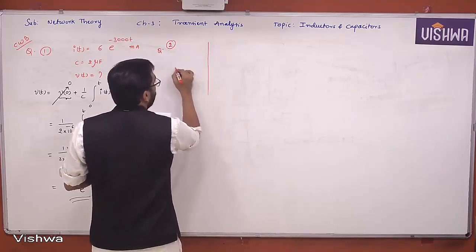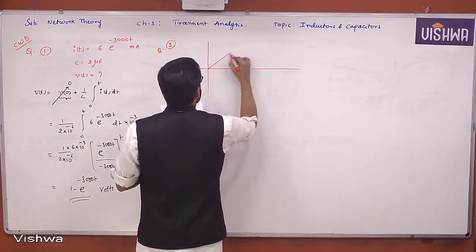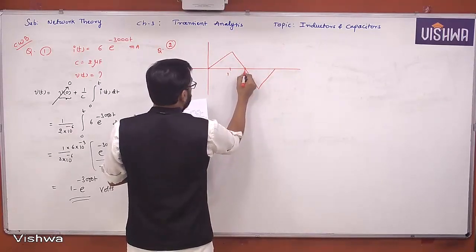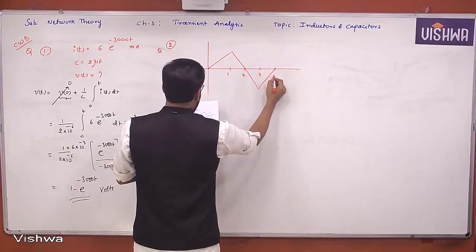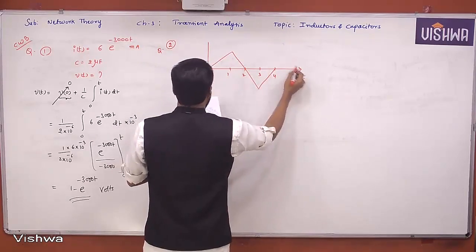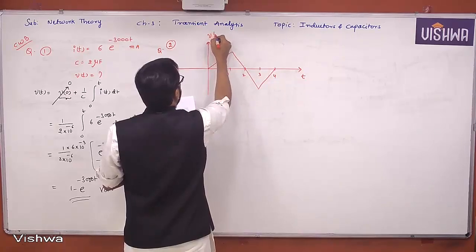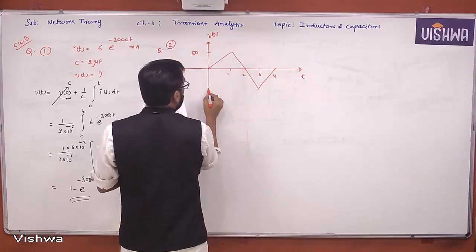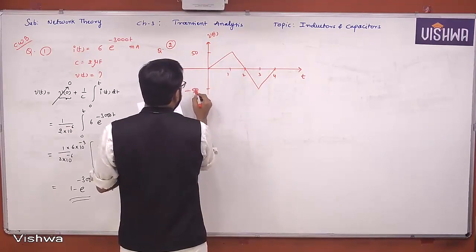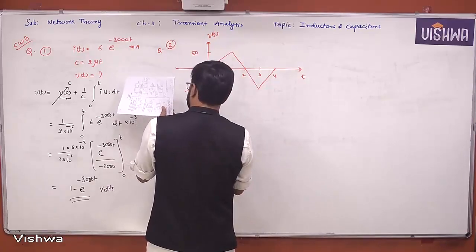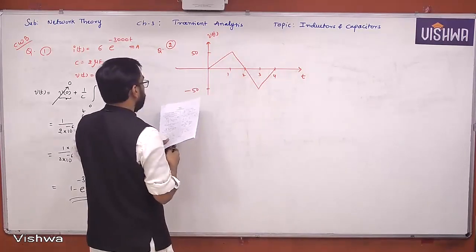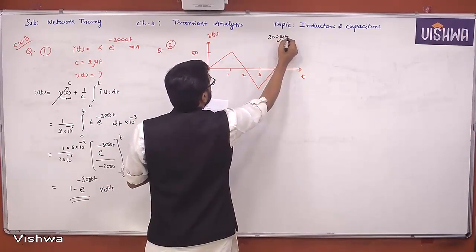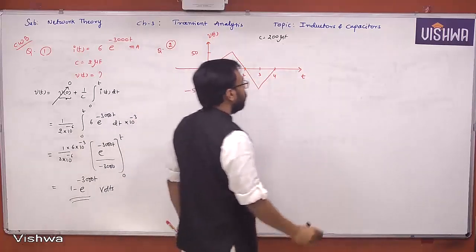This is the waveform given. Let me draw it carefully. This is 1, 2, 3 and 4. This is t, v of t, 50, minus 50. What is the capacitance value given here? 200 microfarad. C value is given. Now let us define it mathematically.